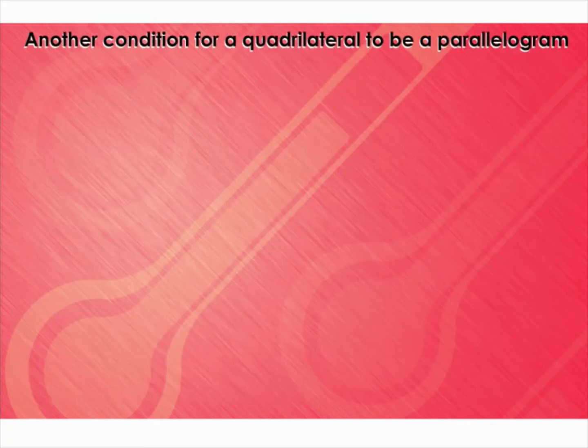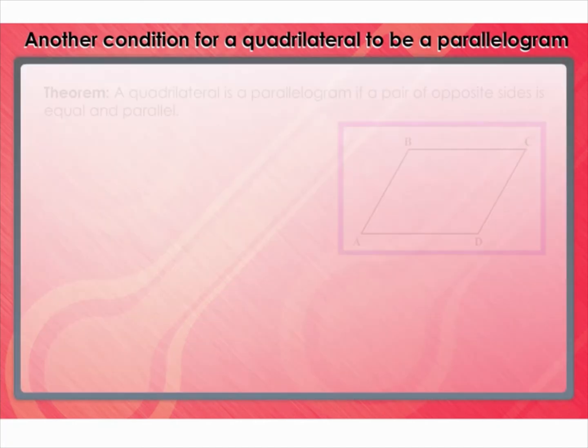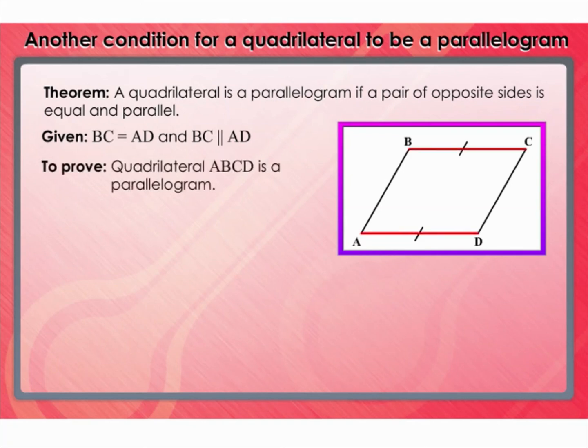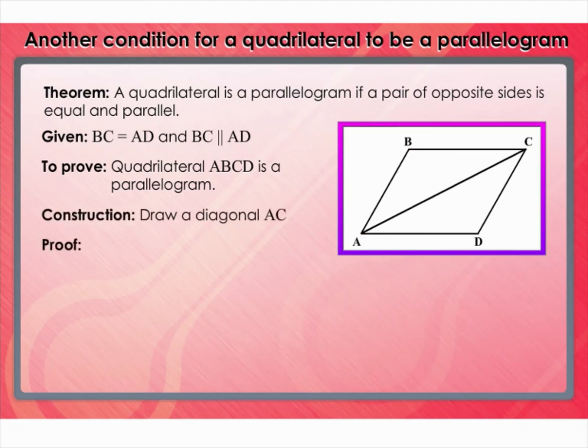Another condition for a quadrilateral to be a parallelogram. A quadrilateral is a parallelogram if a pair of opposite sides are equal and parallel. Given BC is equal to AD, BC is parallel to AD. We need to prove that quadrilateral ABCD is a parallelogram. Draw a diagonal AC. Now let's prove the theorem.